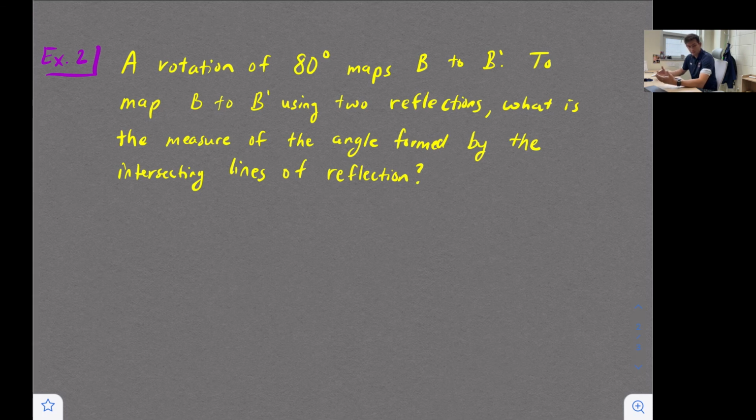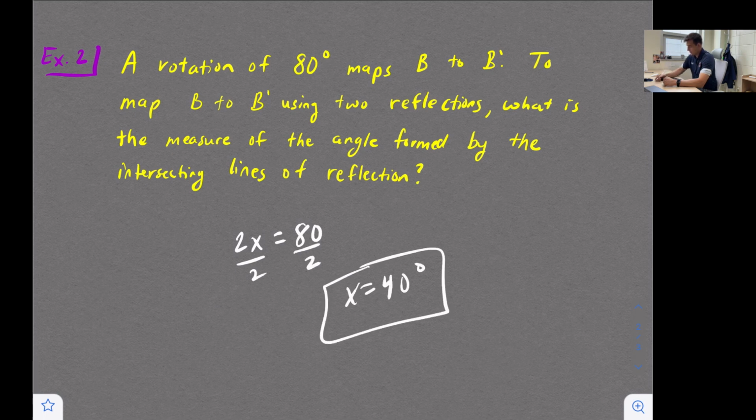So we have the part that's 2x, so we need to find x. So if 2x is equal to 80, then we know, hey, we could divide by 2 and we get x equals 40, right? So the original angle measure for the angle that was formed by the intersecting lines is 40 degrees, okay? And that is the Reflections and Intersecting Lines Theorem.